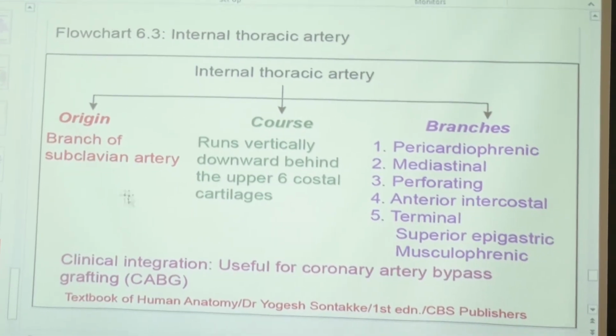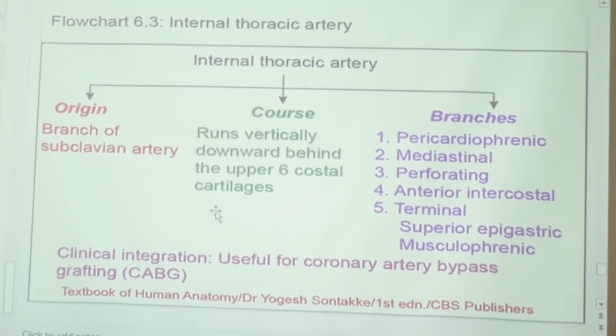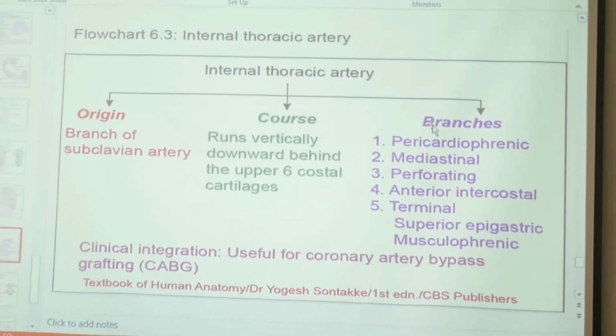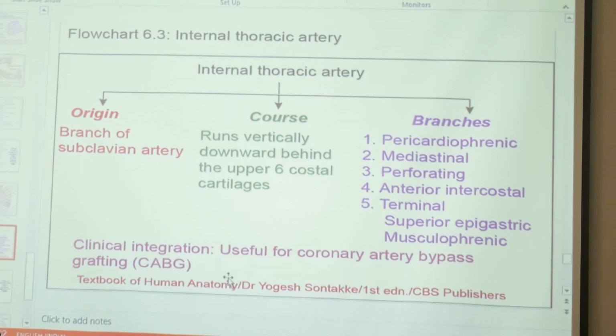So, origin from the subclavian artery, it runs vertically downward behind the upper 6 costal cartilages. Branches are pericardiophrenic, mediastinal, perforating branches, anterior intercostal branches, and two terminal branches, superior epigastric and musculophrenic. And clinical importance: this is useful for coronary artery bypass graft, CABG, most commonly done nowadays during any blockage in the coronary arteries.